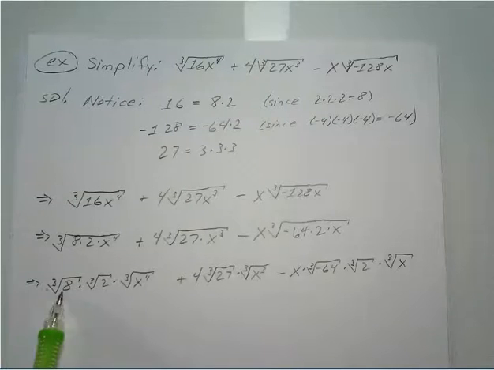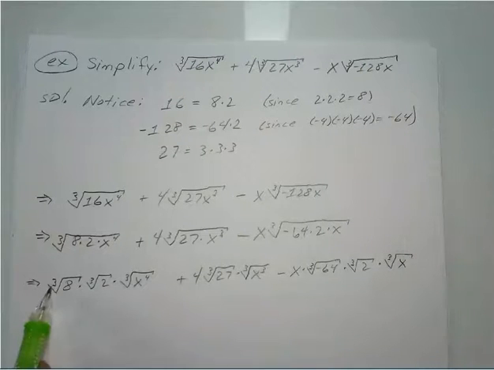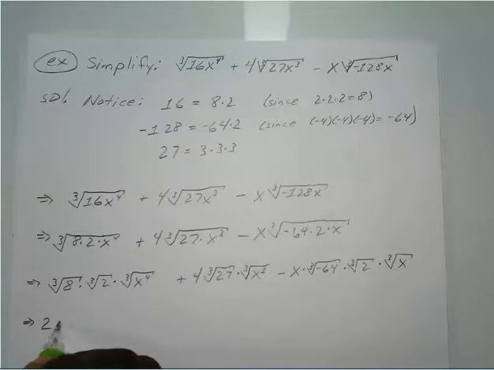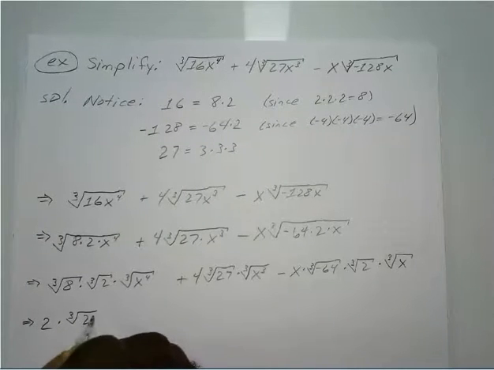Okay, so we know that the cube root of 8 is 2, since 2 times 2 times 2 equals 8. So we have 2 times the cube root of 2. You can't really simplify that anymore, so we just leave that as the cube root of 2.